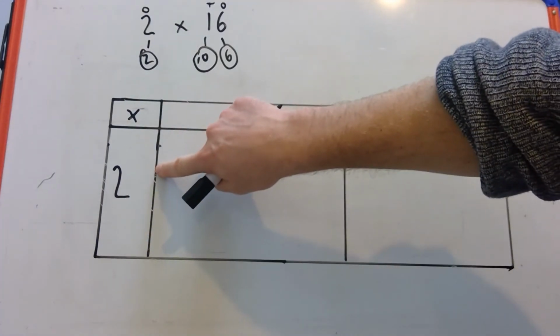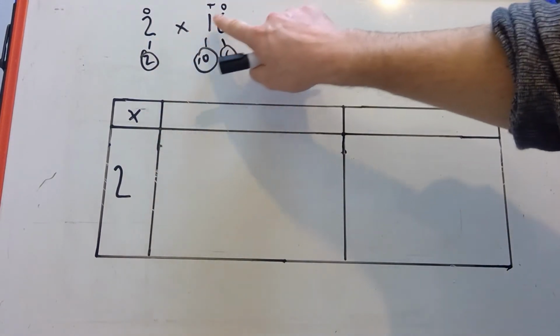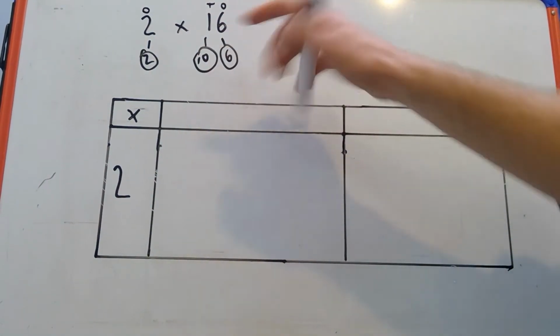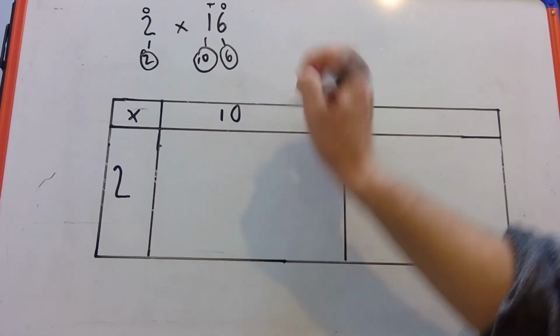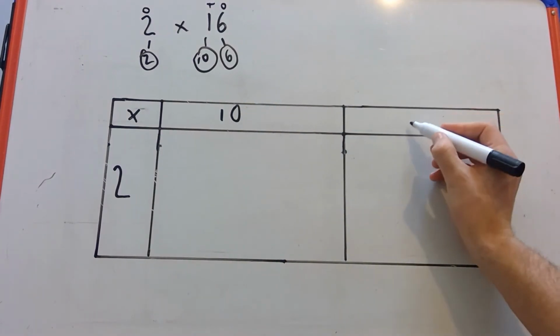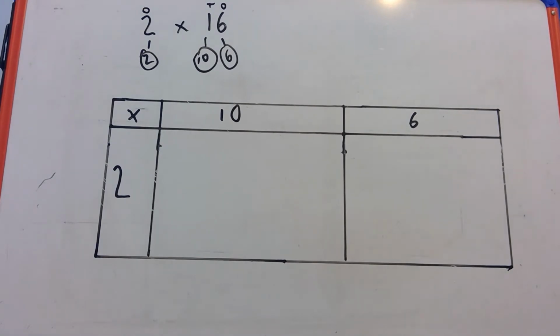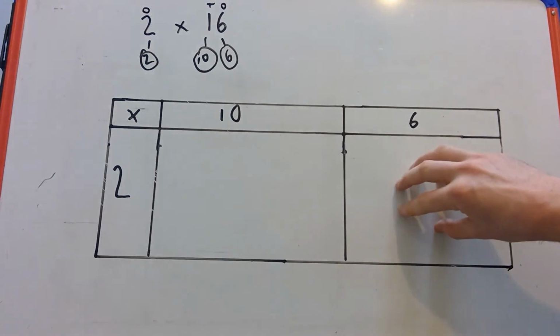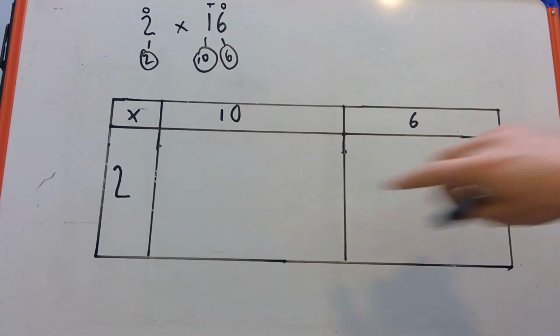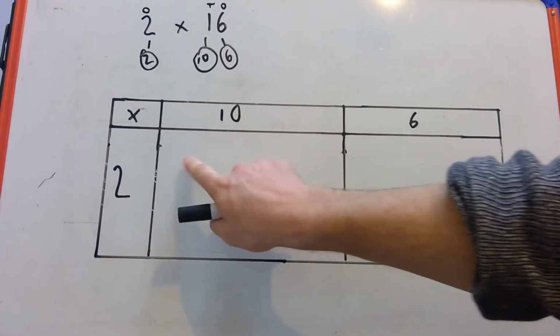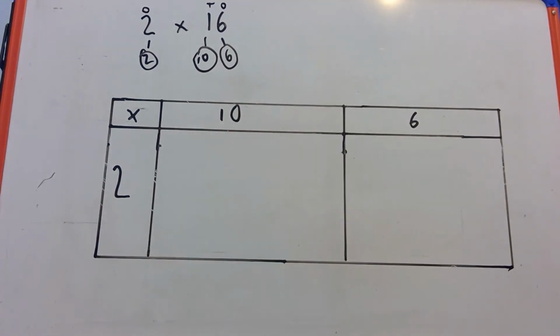So 2, which is up here, times 16, and we've partitioned this, so the 10 goes here, and the 6 goes in here. Now we are ready to create our 2 separate arrays, one in here and one in here. Our first array is 2 times 10, which goes in here. So 2 times 10 we know is 2 rows and 10 columns.